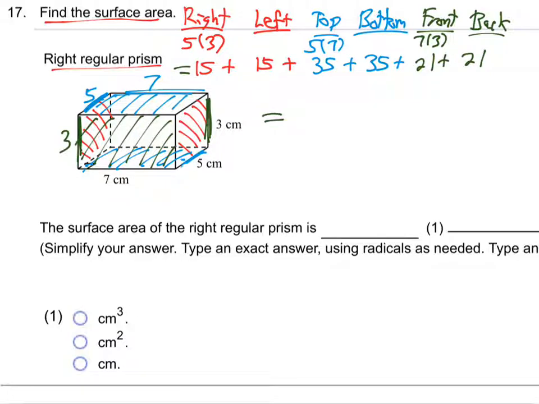Just use your calculator. That's 30, that's 70, that's 142. 142 square centimeters, because it's area. Area is always square units. 142 square centimeters. So when you need to find the surface area of a box, you just do the 6 different sides, which are all rectangles, right and left, top and bottom, front and back.